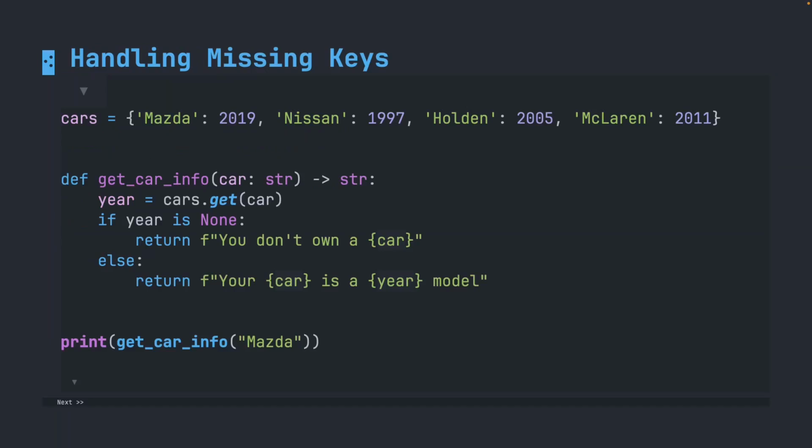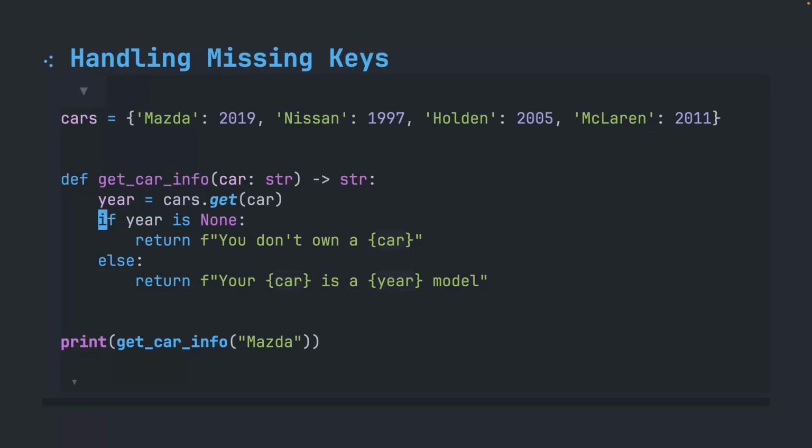Here I created another example. So we use the same cars dictionary. I created a little function that's called get_car_info. We pass it in whatever car we want and it returns back to us some string. So the first thing that I did was I tried to look up the year, because remember, all the values in the dictionary are the year of the car. So I do cars, which is the name of the dictionary, .get(car), which is going to be the string that we pass in as an argument to the function.